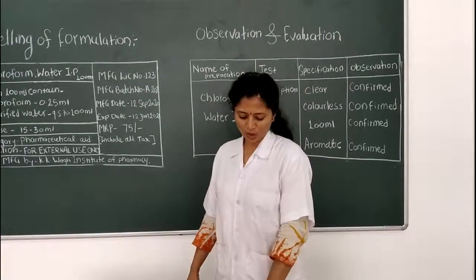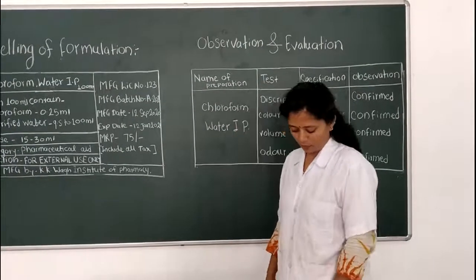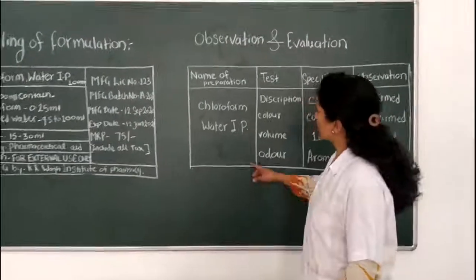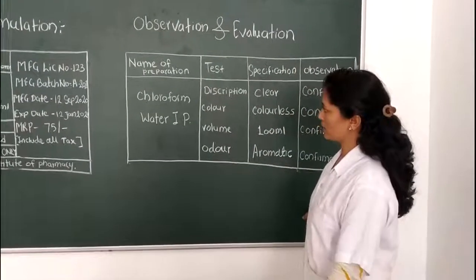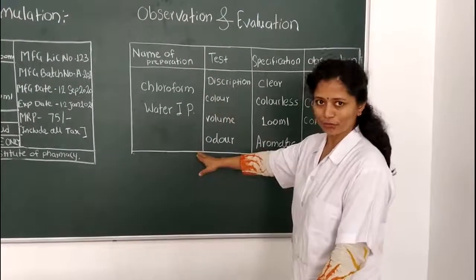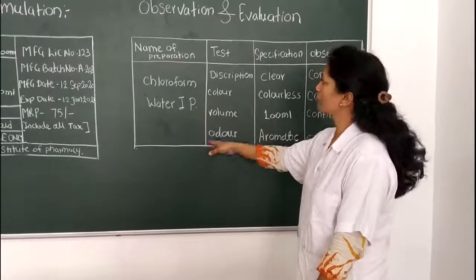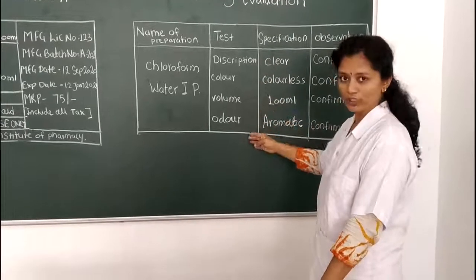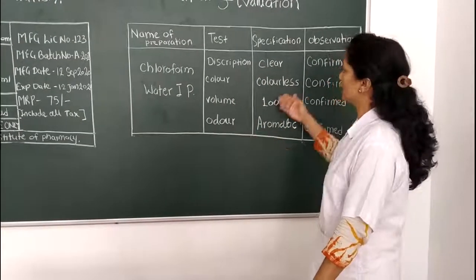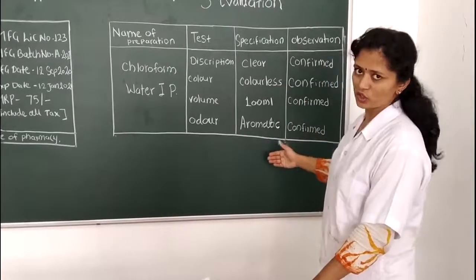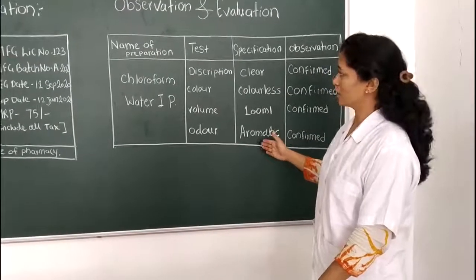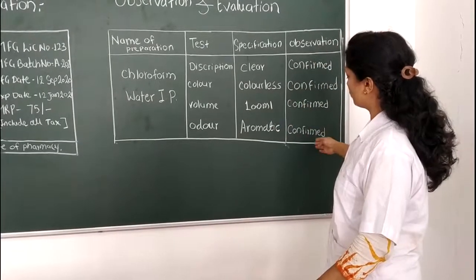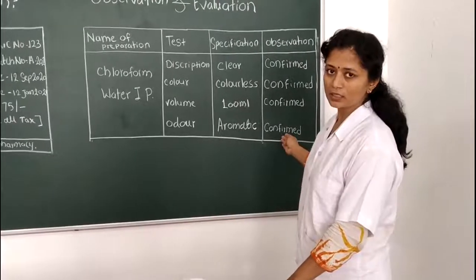And after preparation, we have to follow the observation and evaluation test. This is the observation and evaluation table. In this table, the first column is the name of our preparation, that is chloroform water IP. Then test: we have to perform description, color, volume, odor test for the evaluation purpose. Then specification. These are the observations we have obtained after that test. In the observation we have to note whether it is confirmed or not confirmed.